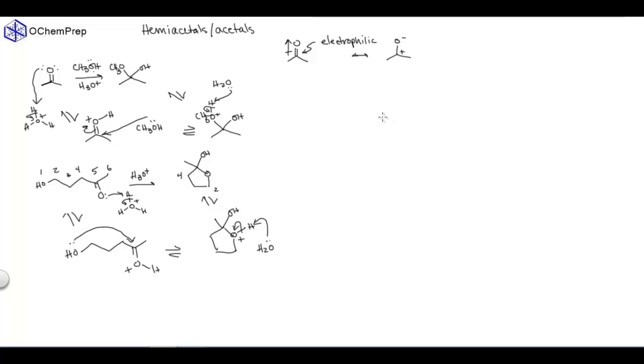I have another acetal prepared for you. Now this is a 6-membered ring, and let's put the O here and the methyl group here and an OH here and then a methyl group here. So now we have to try to figure out what's going to happen.